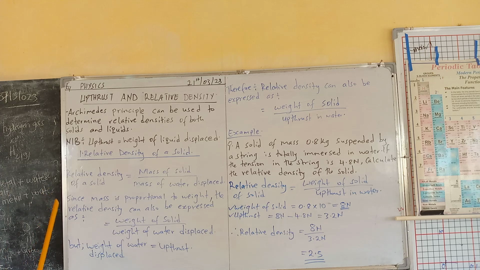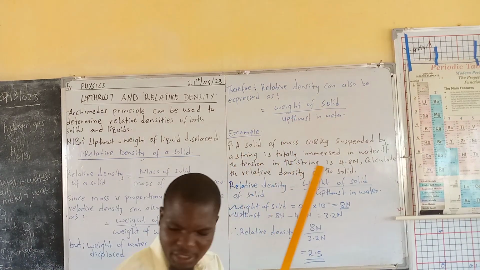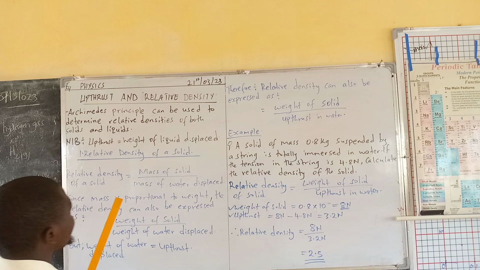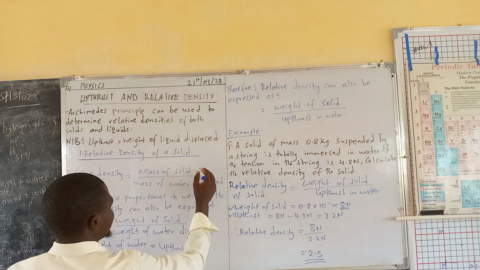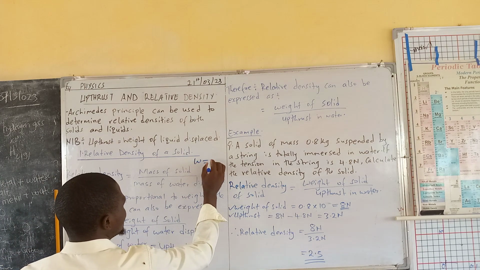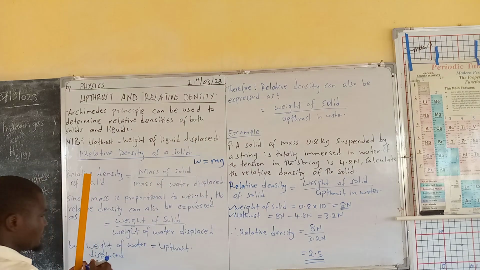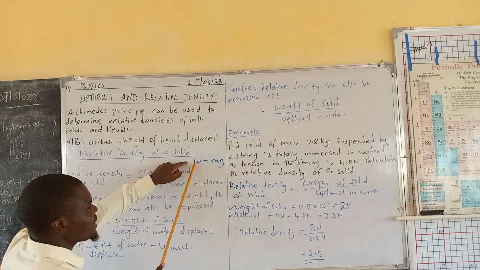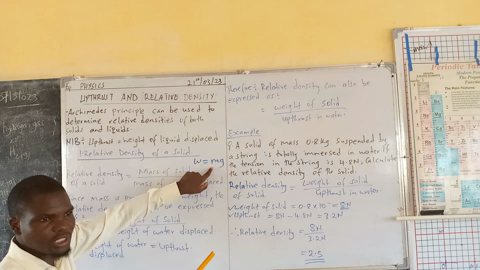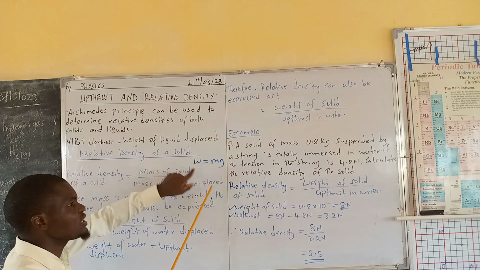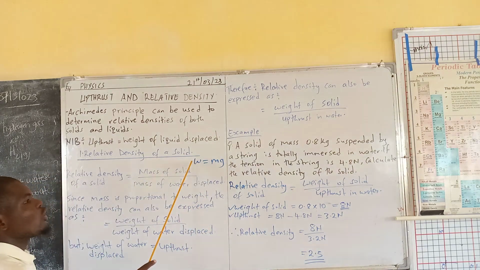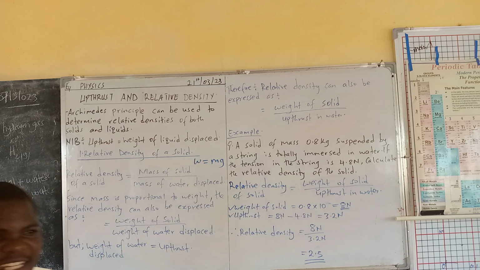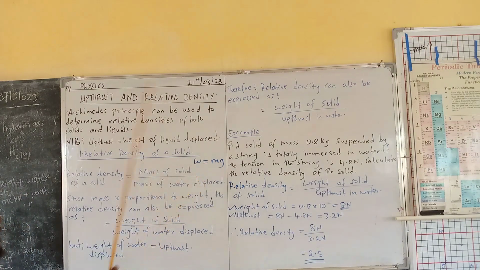But if you go further, you realize that mass is proportional to weight, by the formula weight equals mg. g is our constant. So as weight increases, mass also increases. As weight reduces, mass also reduces. So weight is directly proportional to mass.